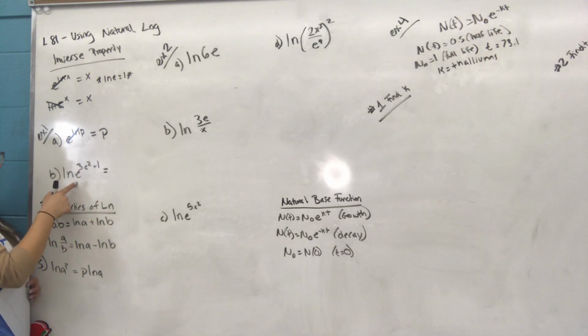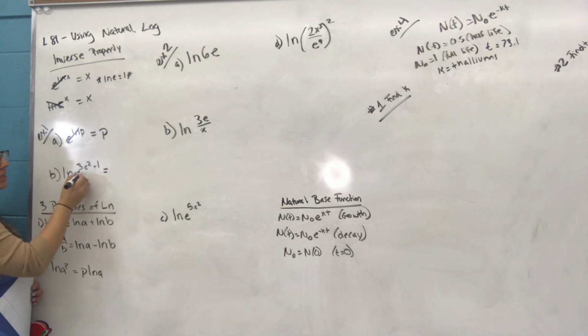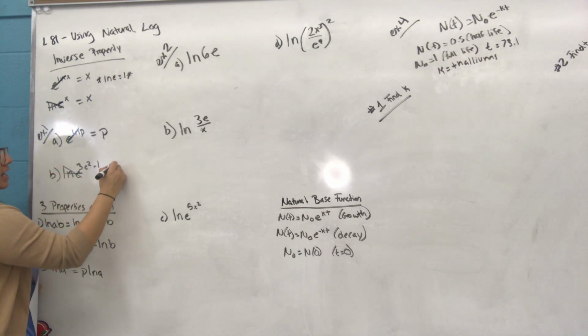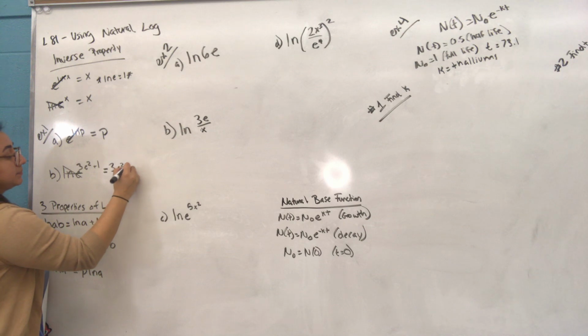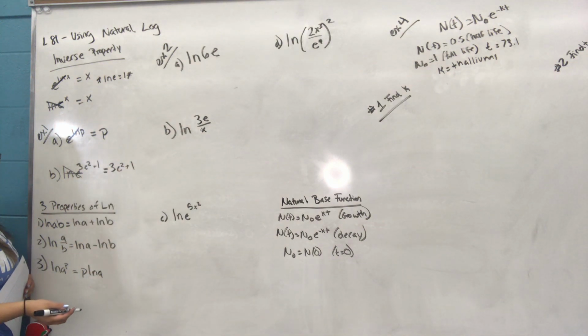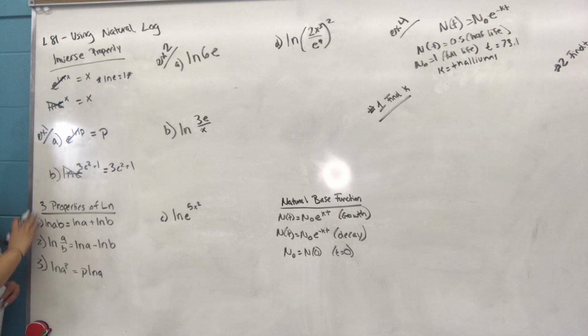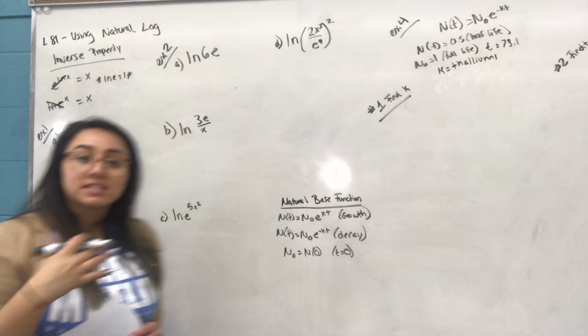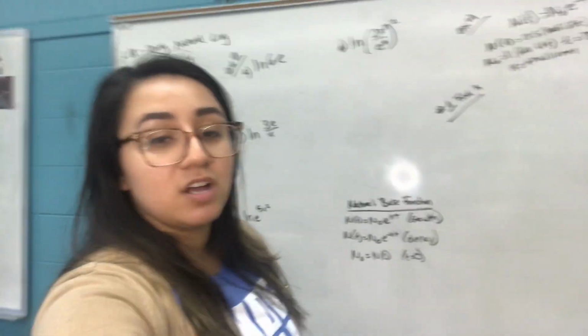Here, natural log of e to the 3c squared plus 1 power. These cancel out, and you're left with the number right there, the exponent: 3c squared plus 1. The three different properties of natural log are exactly the same as logarithms.